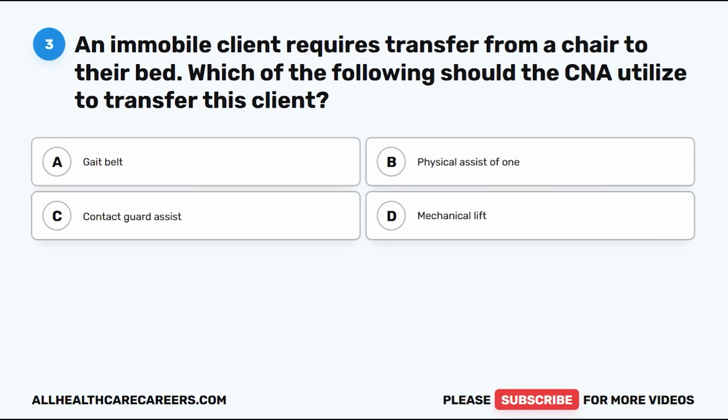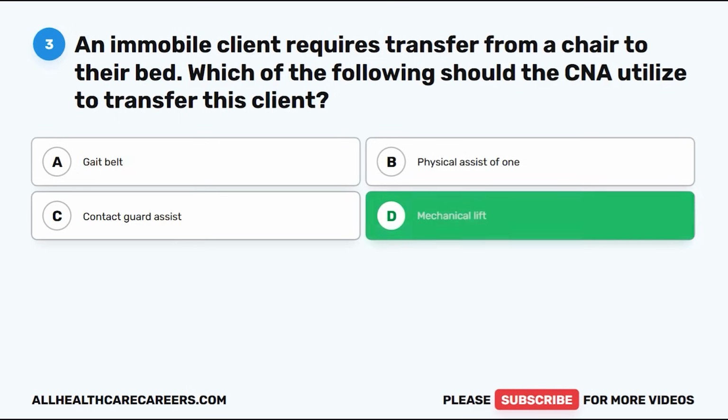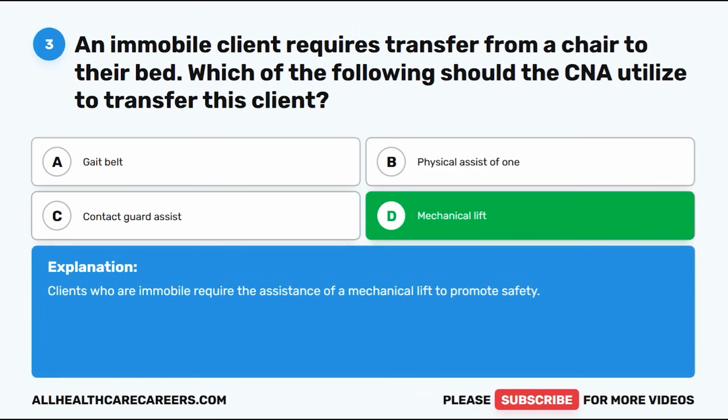Question 3. An immobile client requires transfer from a chair to their bed. Which of the following should the CNA utilize to transfer this client? Option A. Gait belt. B. Physical assist of 1. C. Contact guard assist. D. Mechanical lift. The correct answer is D. Mechanical lift. Clients who are immobile require the assistance of a mechanical lift to promote safety.